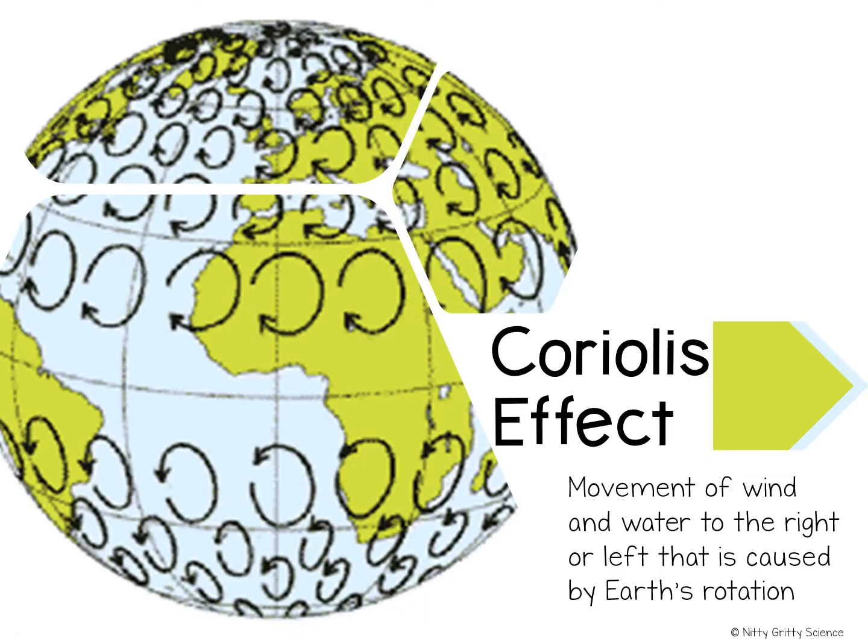So why do gyres move in different directions? Well, this is because of what is known as the Coriolis Effect. The Coriolis Effect is the movement of wind and water to the right or left that is caused by Earth's rotation. The Coriolis Effect causes fluids, such as air and water, to curve to the right in the northern hemisphere in a clockwise direction. In the southern hemisphere, the Coriolis Effect causes fluids to curve to the left in a counterclockwise direction.